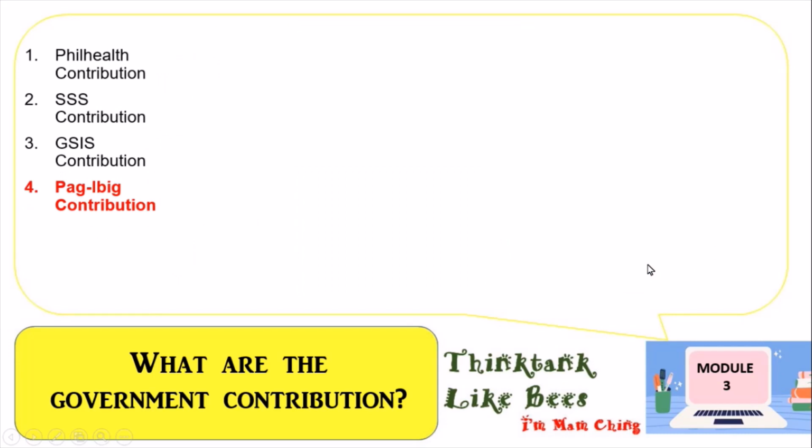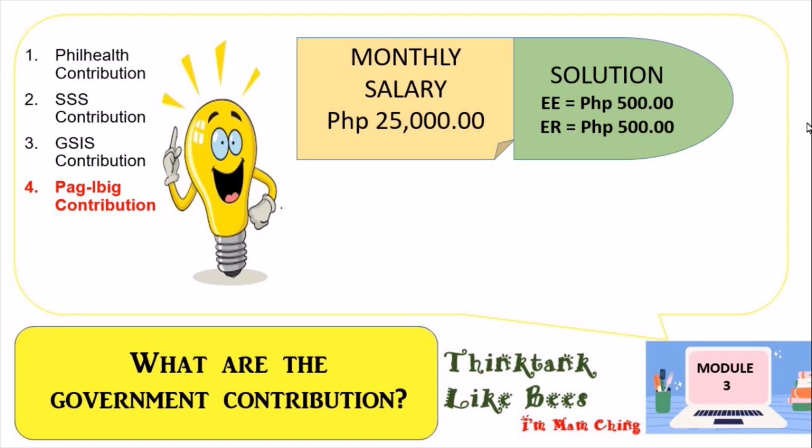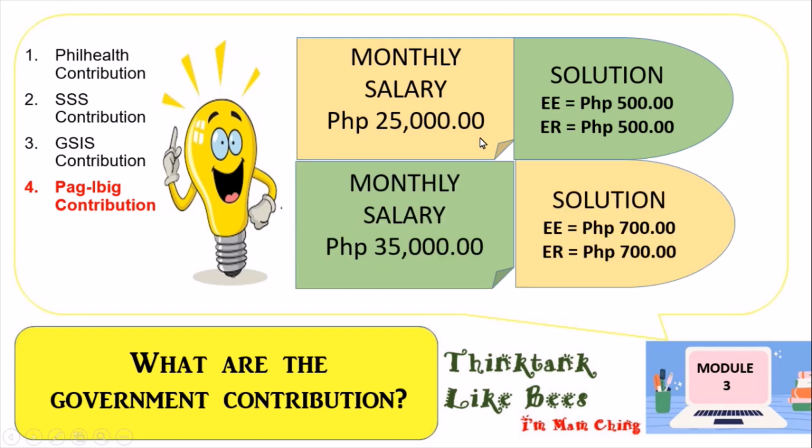For the Pag-IBIG contribution as of today, 2022, the contribution is 2% each, both for employee and employer. It is the same with the contribution for the PhilHealth, so you multiply it by 2%. So you have both 500 and 35,000 multiplied by 2%. Both EE and ER have 700 pesos.